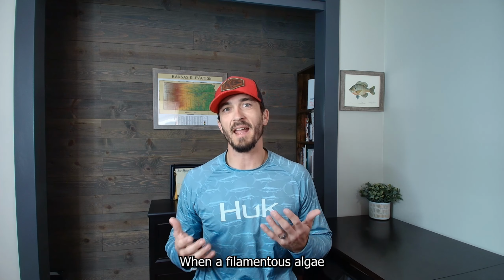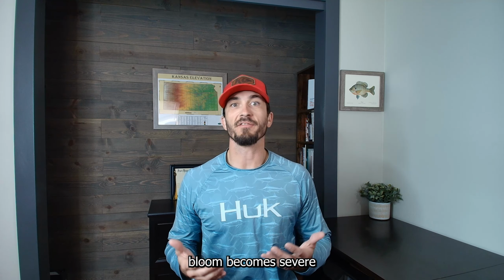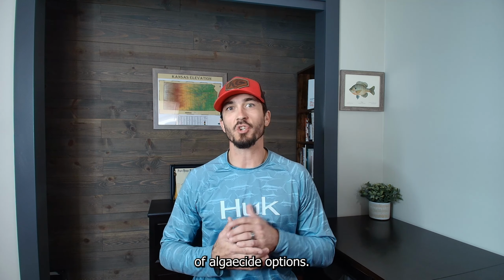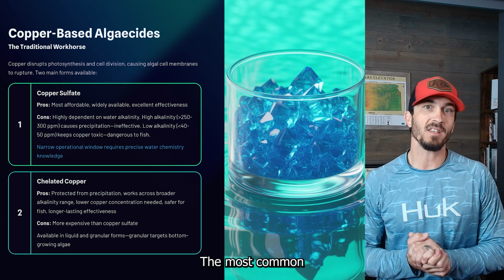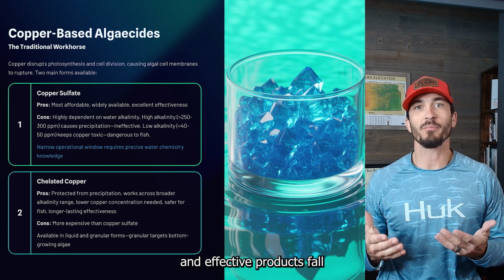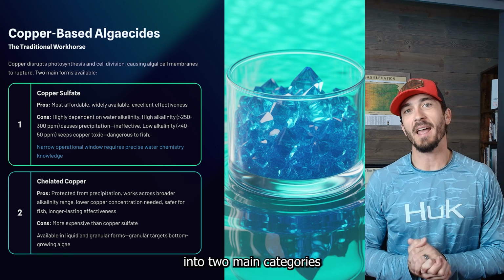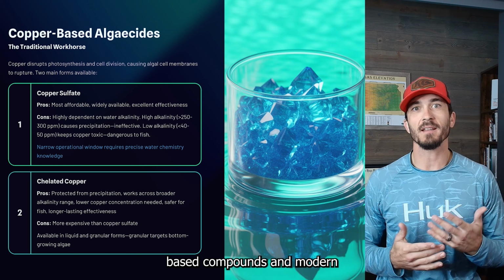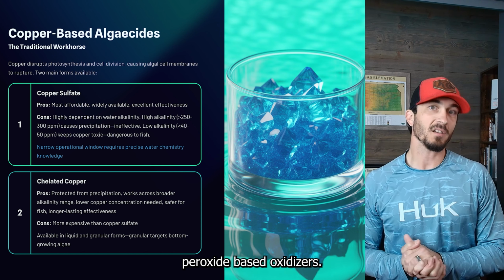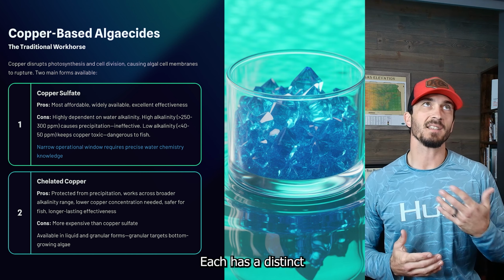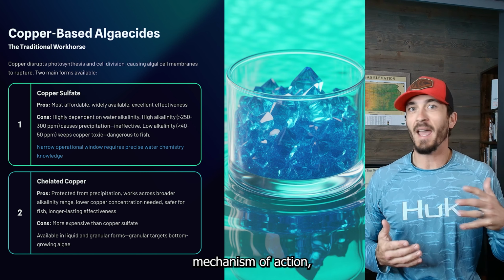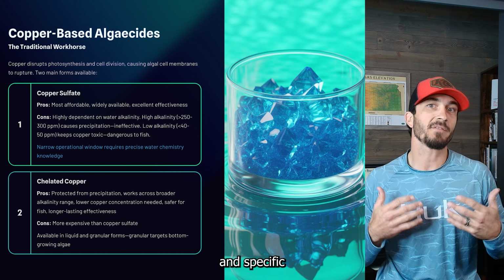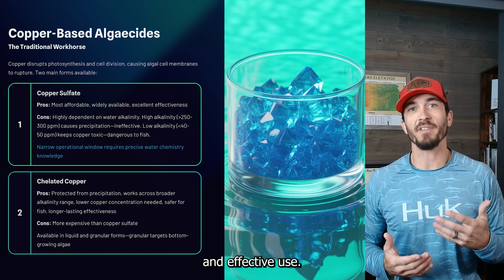When a filamentous algae bloom becomes severe enough to warrant chemical intervention, pond owners are faced with a range of algicide options. The most common and effective products fall into two main categories: traditional copper-based compounds and modern peroxide-based oxidizers. Each has a distinct mechanism of action, a unique set of advantages and disadvantages, and specific requirements for safe and effective use.